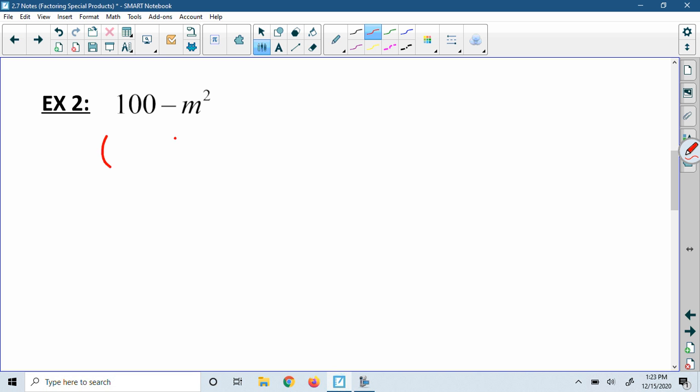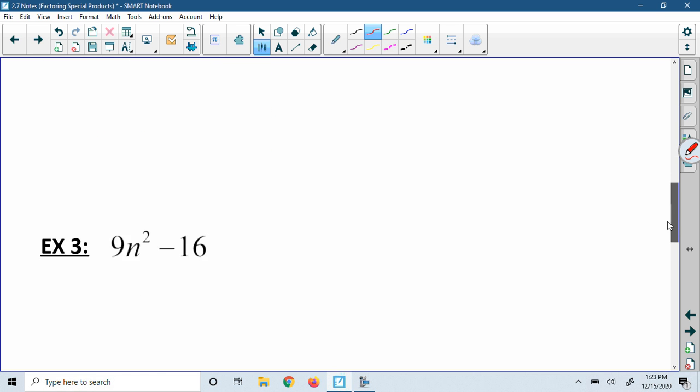Using that pattern, the difference of squares pattern, you can even factor some stuff that maybe we wouldn't have liked to factor before. This is kind of out of order, but it still works because the square root of 100 is 10. One's got to be a plus, one's got to be a minus. The square root of m squared is m. So even though this isn't how we've normally seen these binomials, we can still factor them if they're differences of squares.